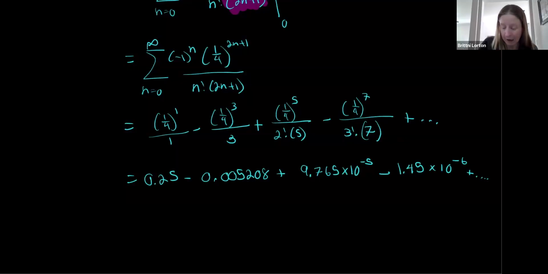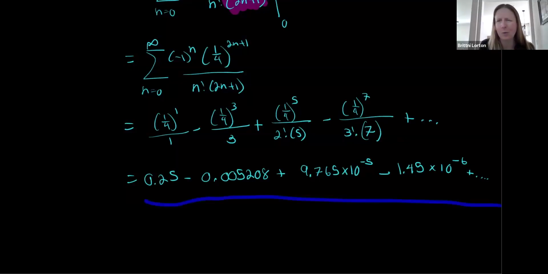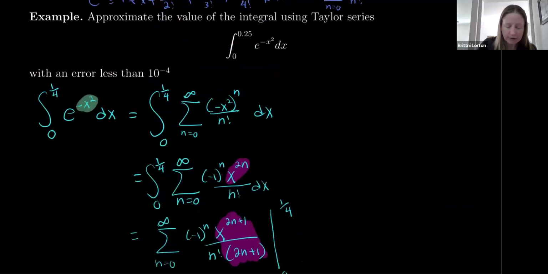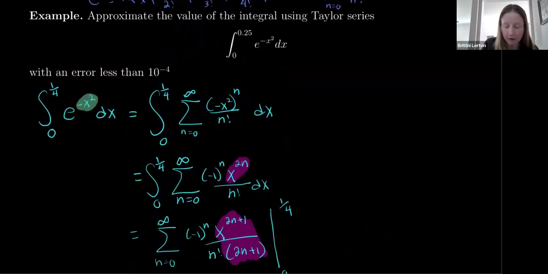And I suppose now I could add those up for sure, but when do I stop? Let's pause and go back to the original question. The question says to approximate the value of this definite integral using Taylor series. So far, we've done that.